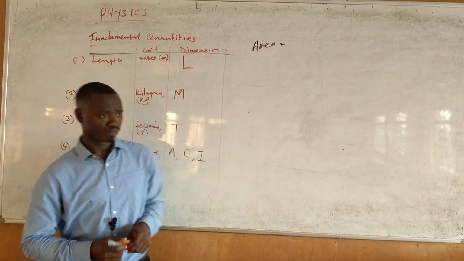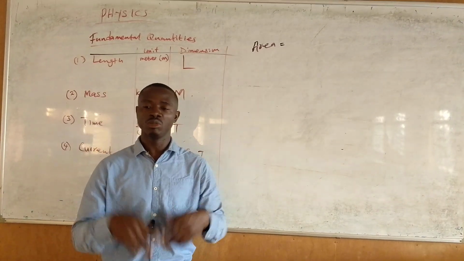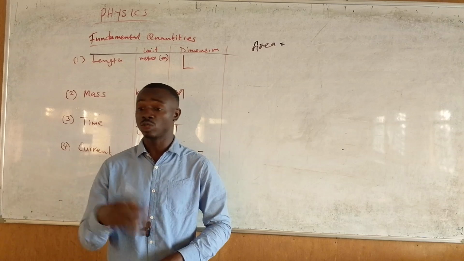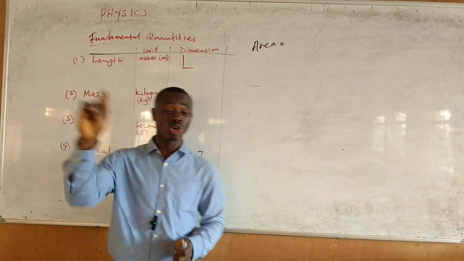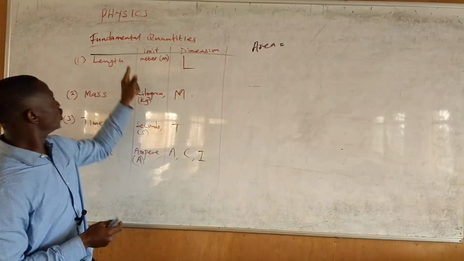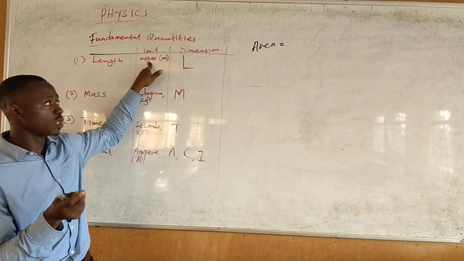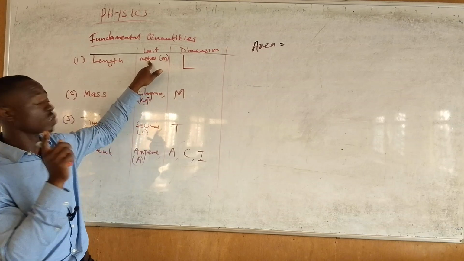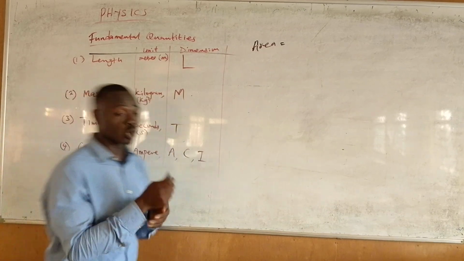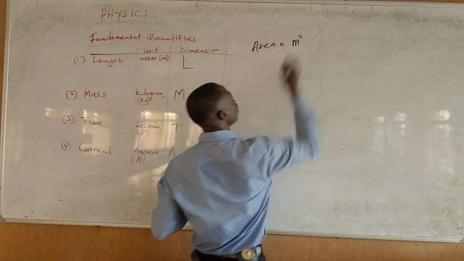Okay? So area, don't forget, the unit for area is always meter square, kilometer square, centimeter square, and so forth. So the unit of area is always in what? In square. But because we use meters for length here, we didn't use centimeter, we didn't use kilometer, anything area is going to be based on meter. So the unit of area is going to be meter square.